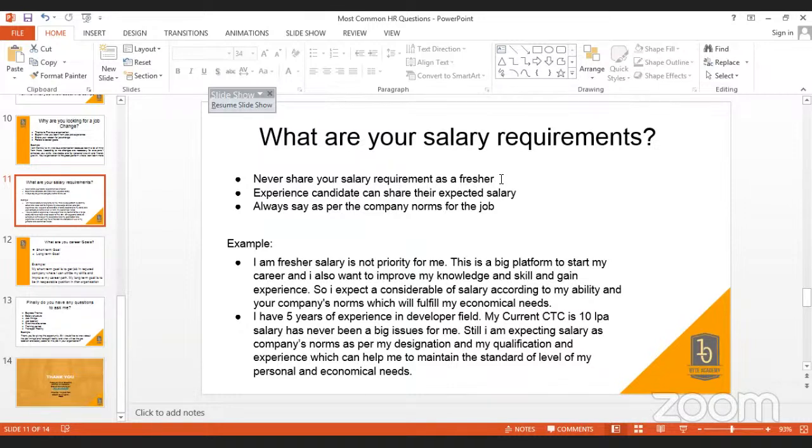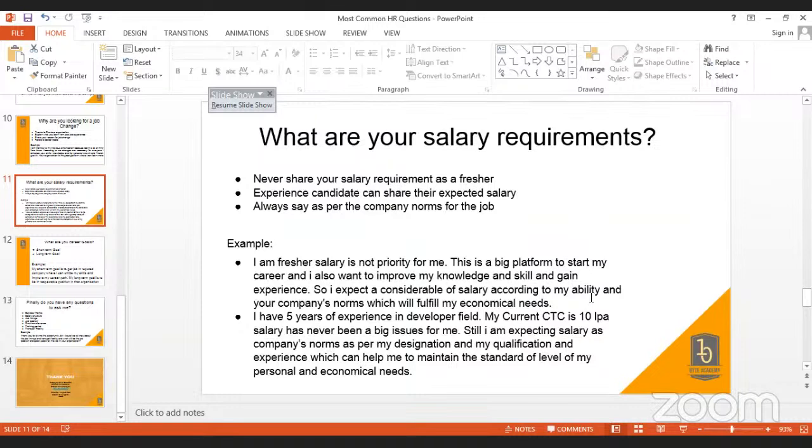And for experienced candidates, yes, you can share their expected salary. Always do the background research about the company, what is the salary bracket for the current role for which the company is hiring. So always mention your expected salary in that manner. For example, if you are a fresher, you can just mention that I'm a fresher, salary is not a priority for me. This is a big platform to start my career, and I also want to improve my knowledge and skill and gain experience. So I expect a considerable salary according to my ability and your company norms, which will fulfill my economical needs. So you can answer it in this way.